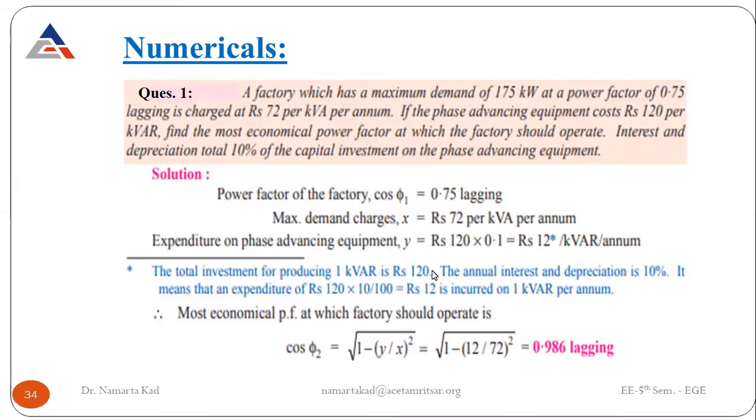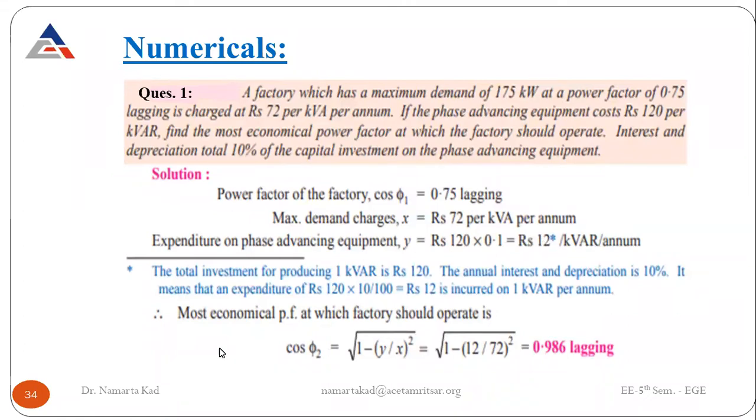Let's see here the star option. The total investment for producing 1 kVAR is ₹120, and the annual interest and depreciation is 10%. So it means that an expenditure of rupees 120 multiplied by 10 by 100, that is rupees 12, is enough on 1 kVAR per annum. So that's why we multiply 120 with 10%, and it comes out to be rupees 12.